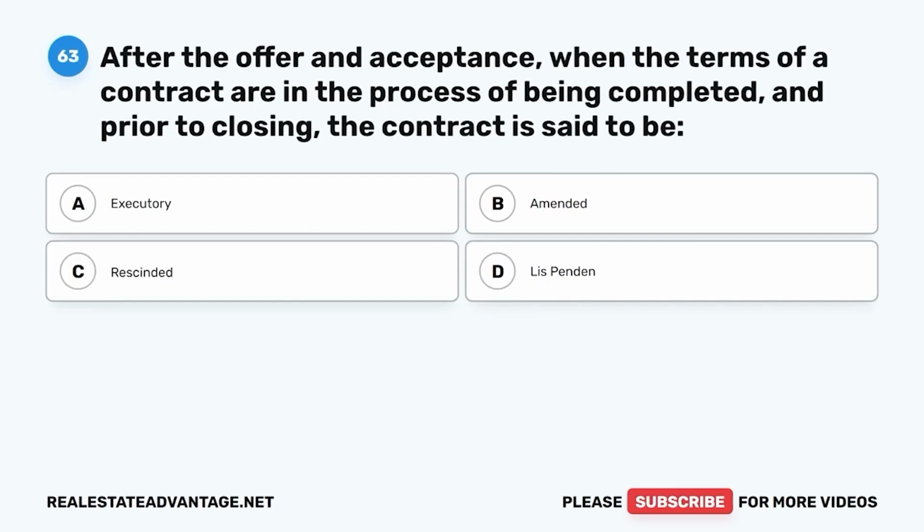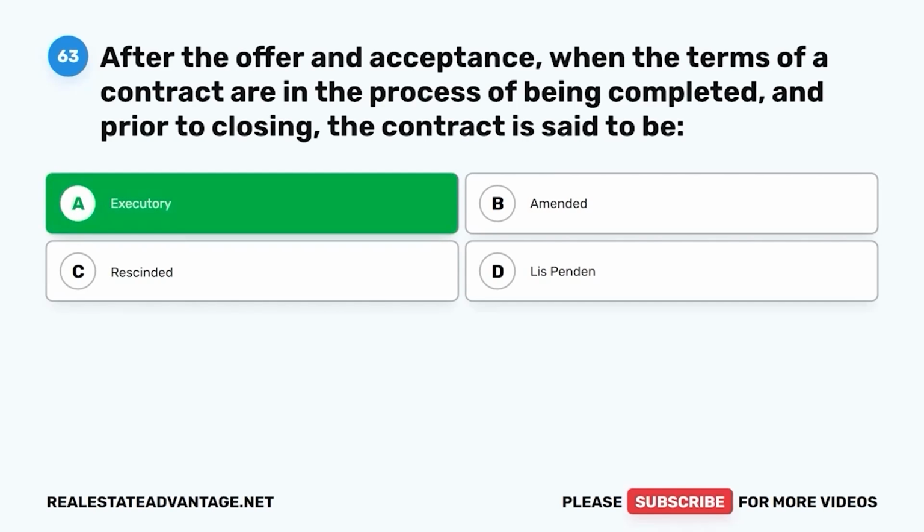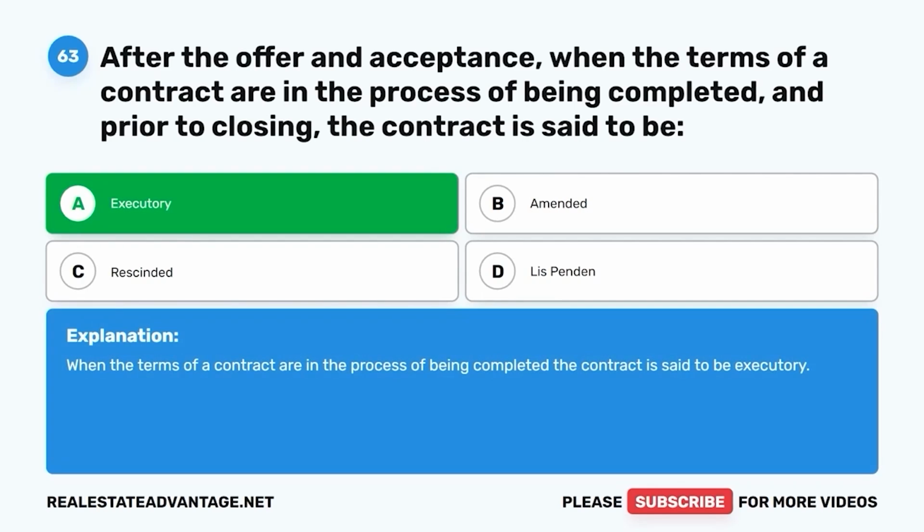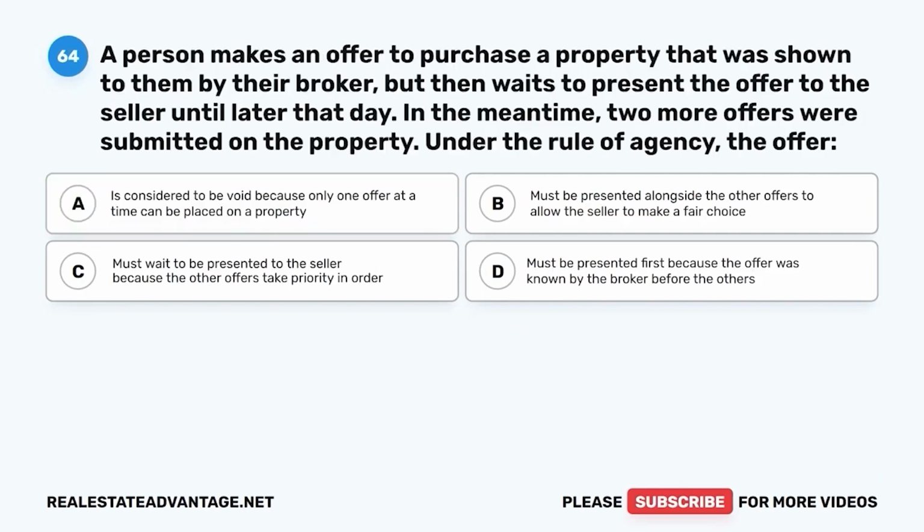Question 63. After the offer and acceptance, when the terms of a contract are in the process of being completed and prior to closing, the contract is said to be A, executory, B, amended, C, rescinded, D, lis pendens. The correct answer is A, executory. When the terms of a contract are in the process of being completed, the contract is said to be executory.